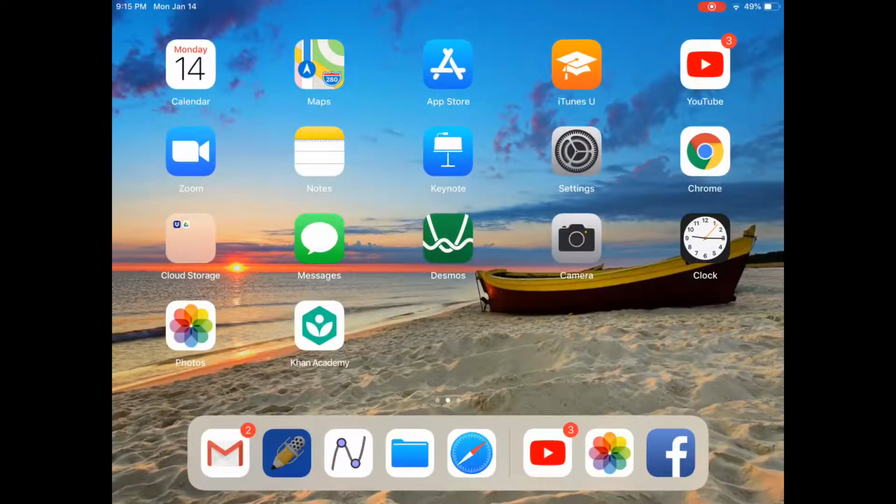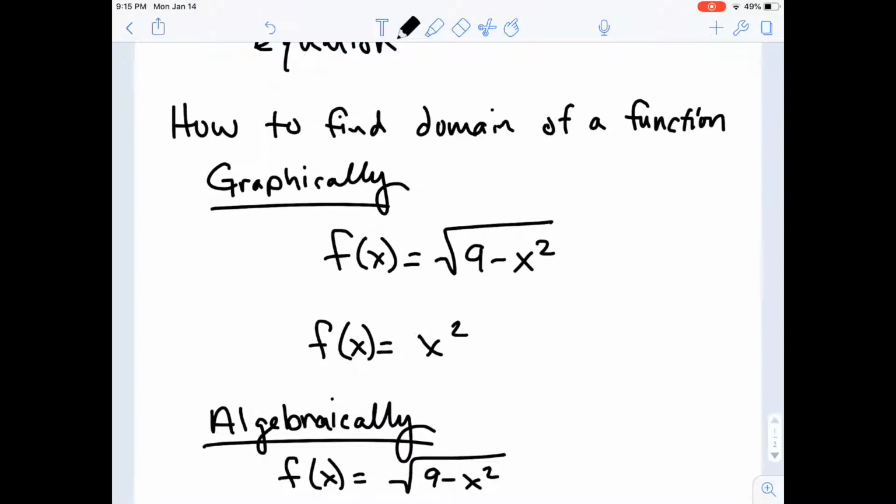How you would write that: you would say your domain, and a lot of times it's denoted by D. You'd write your lowest x value, because domain only deals with x's, is less than or equal to x, which is less than or equal to your highest value, which was 3, and that would be your domain.